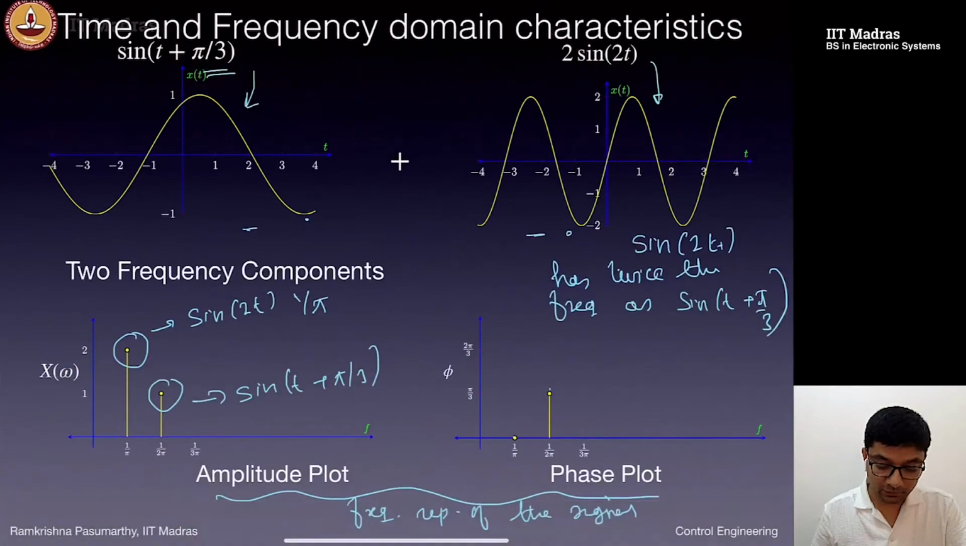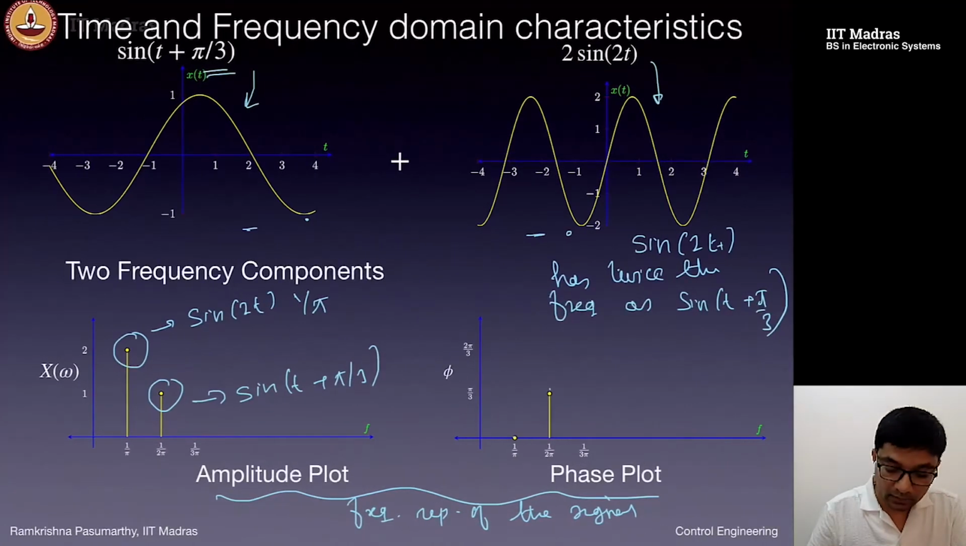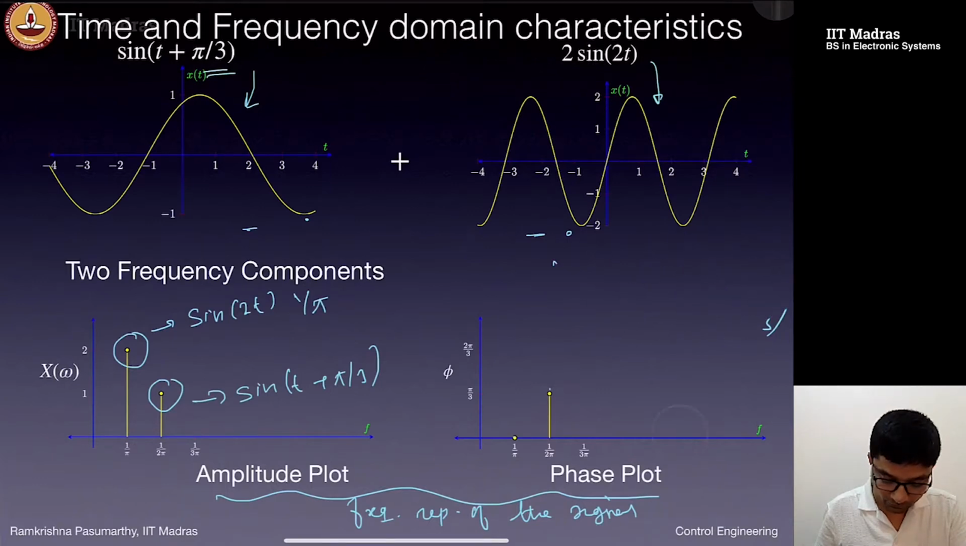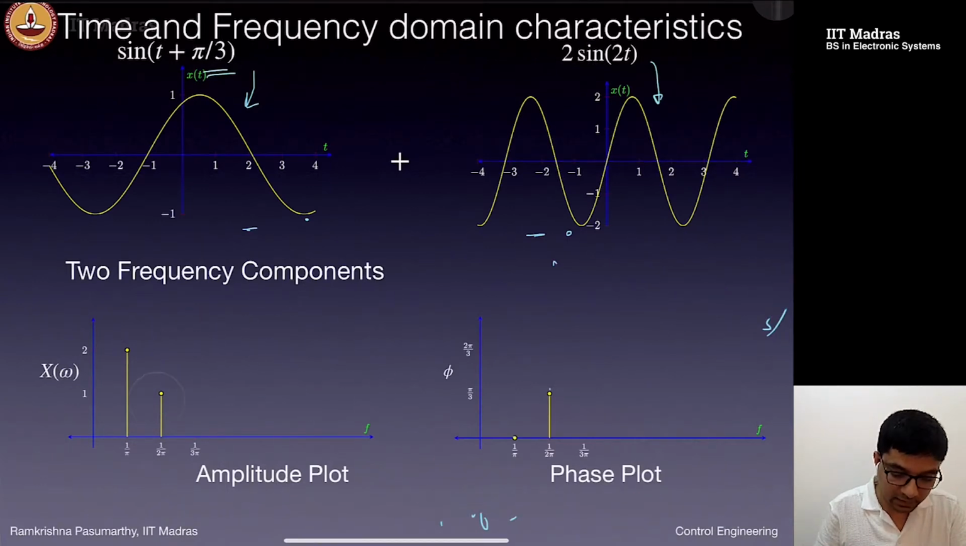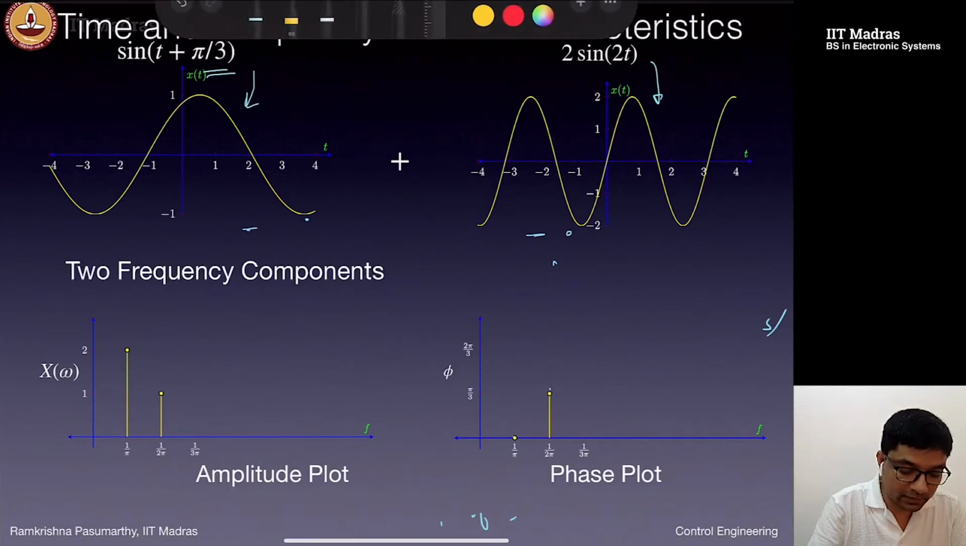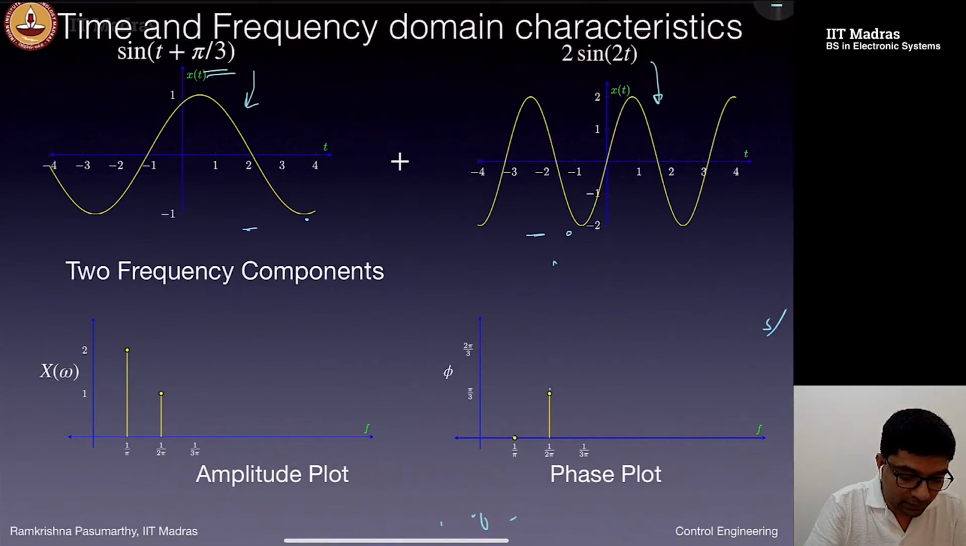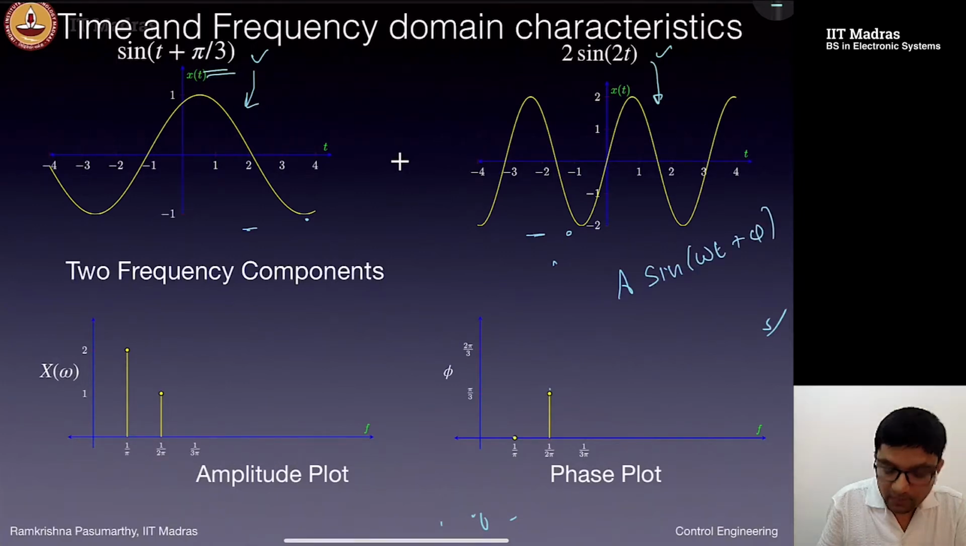In this particular signal, I have two components. I can write the signal as the sum of those two individual signals: sine of t plus pi over 3, and then sine of 2t. My standard representation of signals, which I borrow from my earlier notation, would be a sine of omega t plus phi. Omega deals with the frequency, phi deals with the phase shift, and so on.